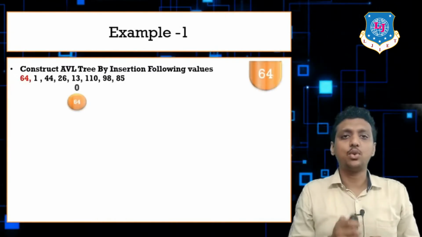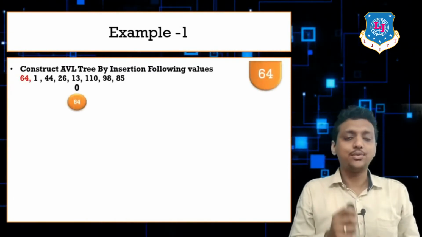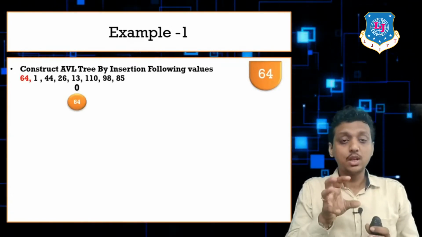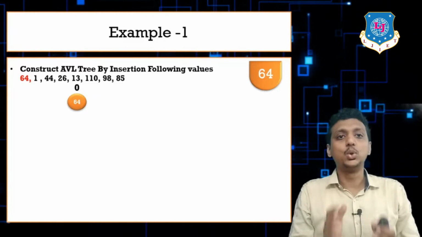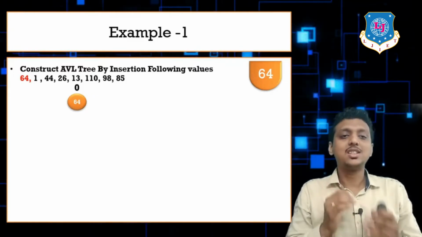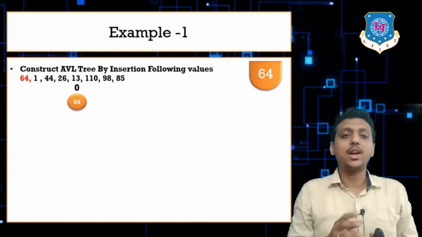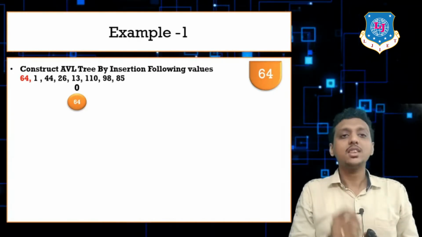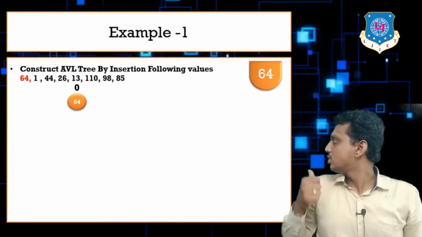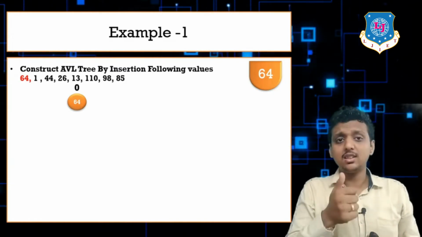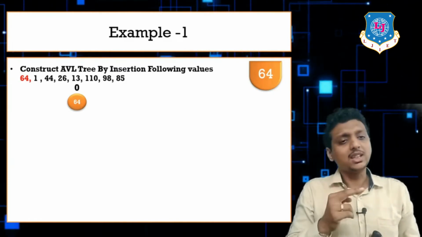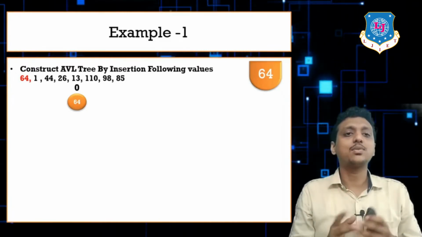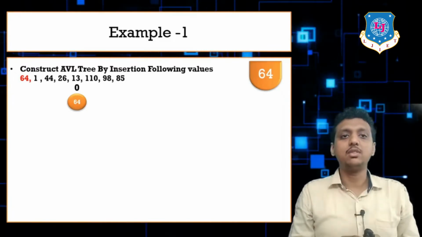The very first value we have is 64. So 64 becomes our root node. Now write down the balancing factor on node 64, that is 0. Students, 64 is successfully inserted because it is our very first value and its balancing factor is 0.